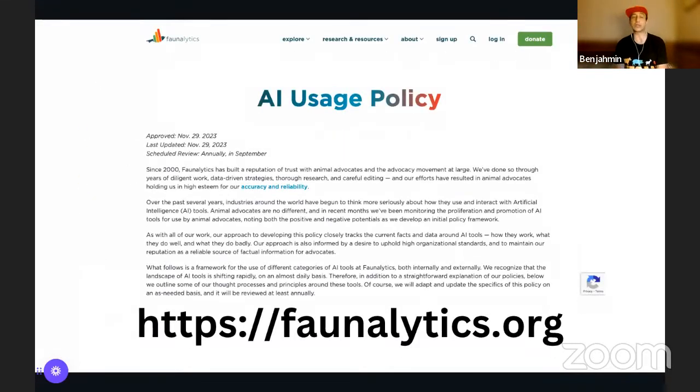Okay, so here's a screenshot of faunalytics.org. They're a really, really cool organization. And here's a screenshot of their AI usage policy. But they also offer what they call virtual office hours. If you go to their website, different members of their team, some that focus on research, some that focus on media, have open office hours every week, so you can just drop in, and they're designed specifically for activists. So if you have a question about the ethical considerations of using AI or anything about your organization, you can go and get feedback from them.